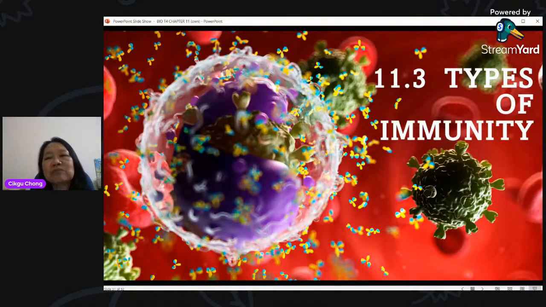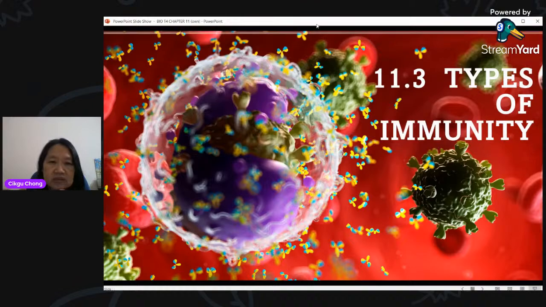I'm continuing with 11.3, which is types of immunity. Besides knowing the three types of defenses, first line of defense, second line of defense, and third line of defense that we've seen in 11.1, which is important for chapter 11, this 11.3 is also equally important. We need to know the different types of immunity. Actually there are 4 types of immunity.